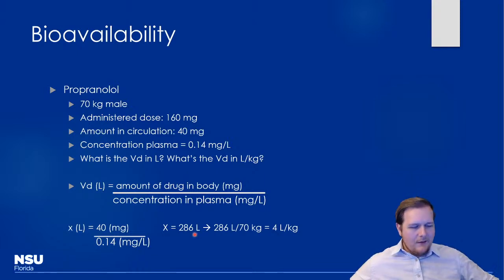Now, obviously, that patient is not made up of 286 liters. That's a lot of fluid, right? But that's the apparent volume of distribution. It's a theoretical sort of number. And if I wanted to figure out the liters per kilogram for this patient, I would just take those liters and divide it out by their weight and get 4 liters per kilogram. Okay, so then I could apply this to a patient of 60 kilograms. I could apply it to a female patient. I could apply it to lots of different things.